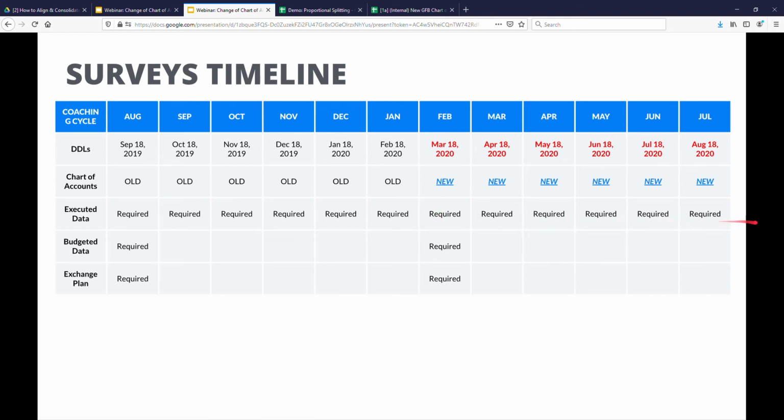Executed data would be required all throughout. But for February as well, we're also going to ask for the budget data and exchange plan. So the new chart of accounts is going to start officially by the February survey, or the March 18, 2020 deadline, meaning we are aligning ourselves to the LC timeline.